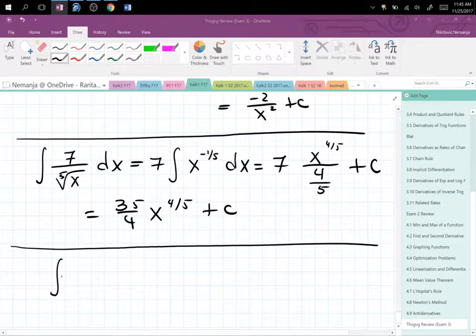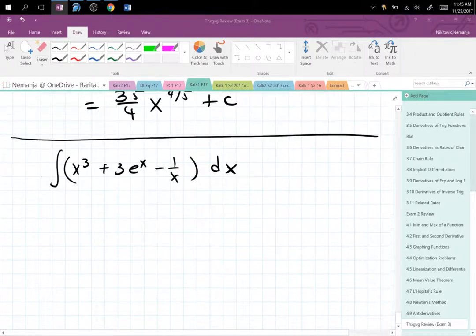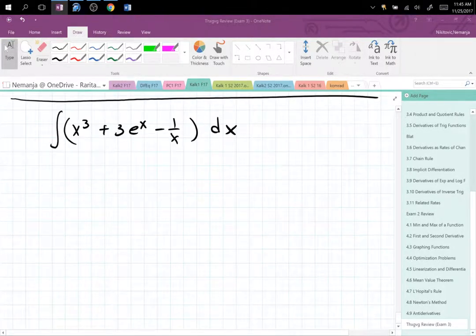Alright, so now how about integral of x cubed plus 3 e to the x minus 1 over x, all that in parentheses dx. Remember, when you have multiple terms, you have to put the parentheses around, because that dx needs to multiply every term.